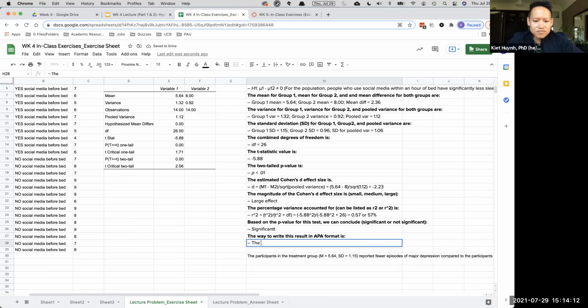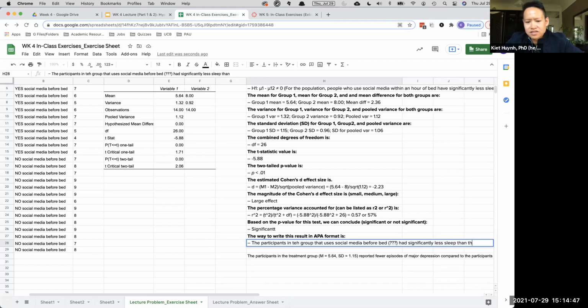Okay. The participants in the group that uses social media before bed, and we're going to put the stat there, had significantly less sleep than the participants in the group that does not use social media before bed. Remember, you have to put the two.